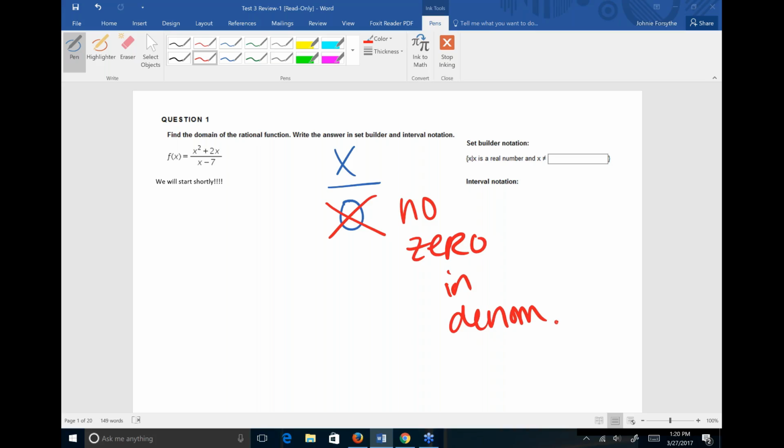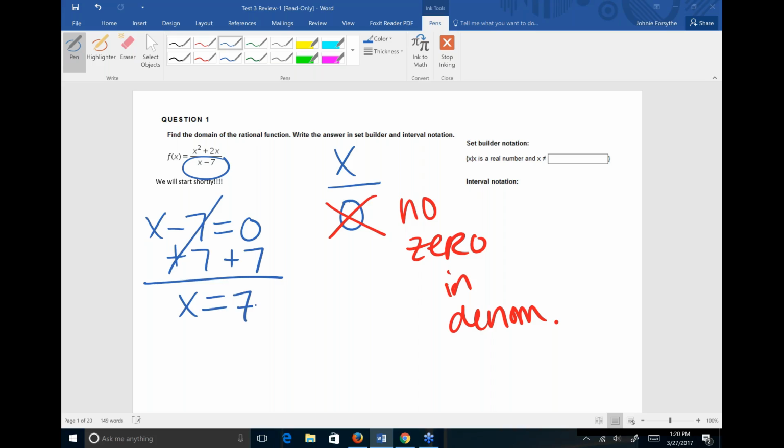So we have a variable in the denominator. Let's figure out what would make the denominator equal 0, and we're going to exclude that from the domain. So we're going to take our denominator, which is x minus 7, and set it equal to 0 to figure out what would make the denominator equal 0. And so x equals 7. If we were to plug in 7 into our denominator, we would get 0 in the bottom, and that's a no-no.